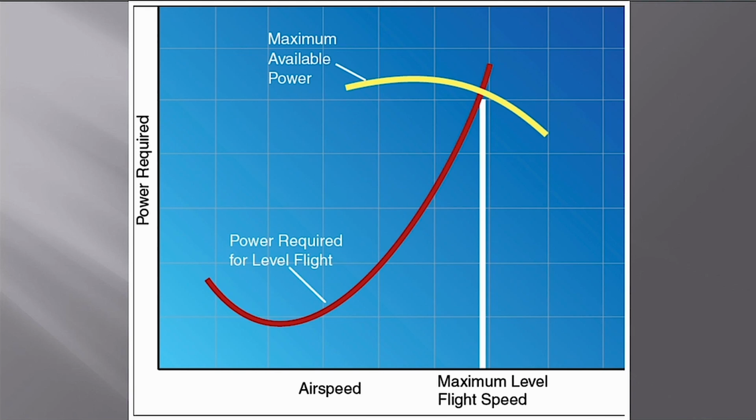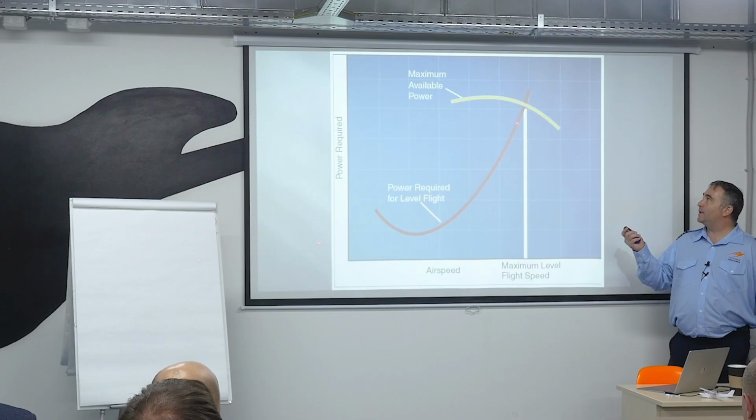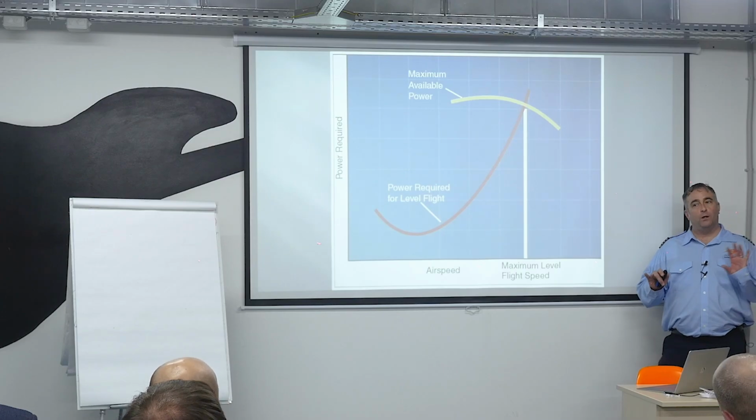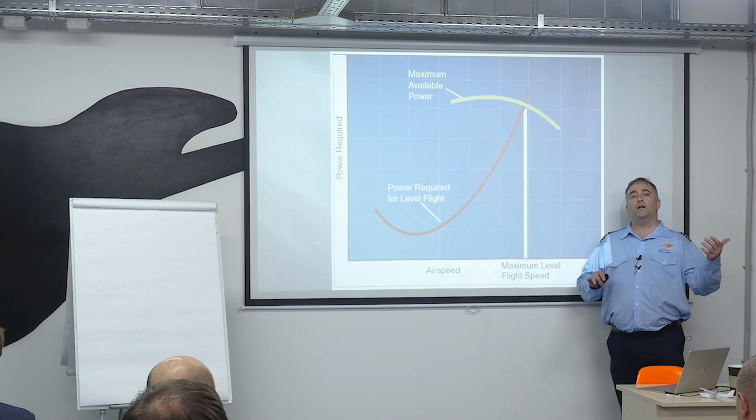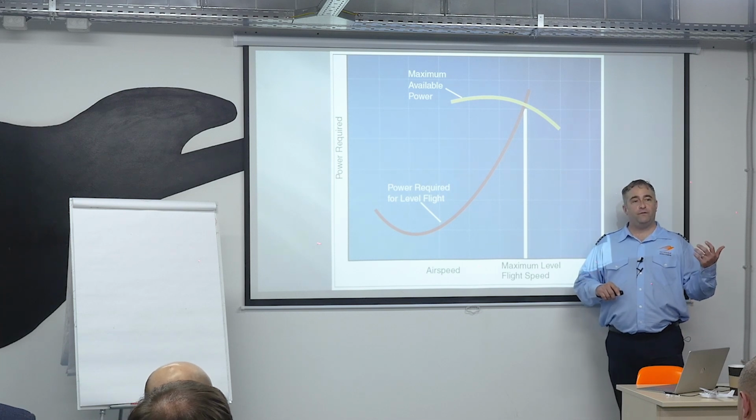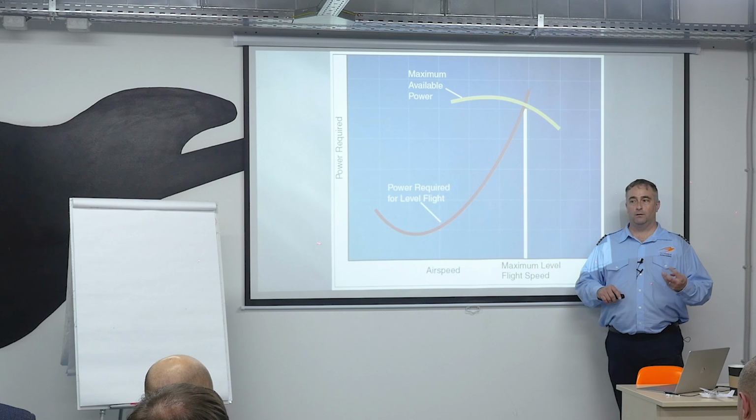Believe it or not, I have my maximum available power as a curve. It's not a straight line, but it exists as a curve and tapers off a little bit as we increase airspeed. But this is my maximum level flight speed for any given altitude. Typically speaking, you want to be somewhere close to that, as long as I don't go over 75% power.